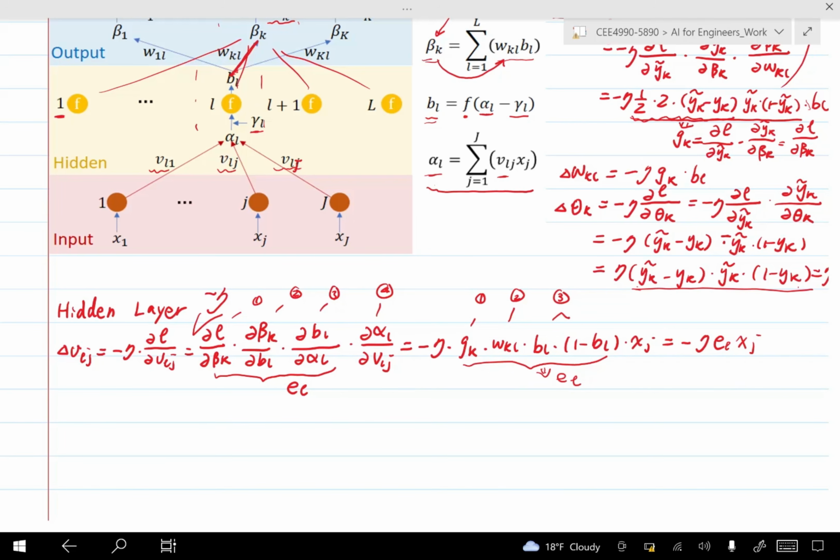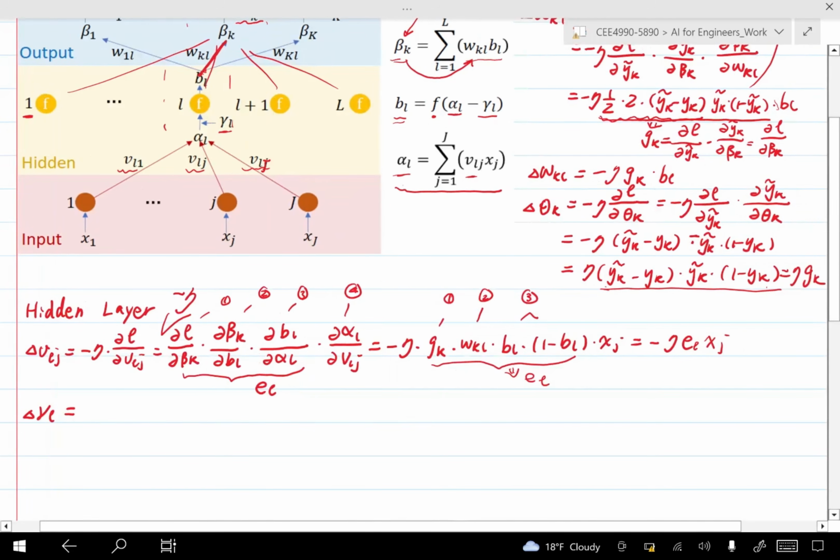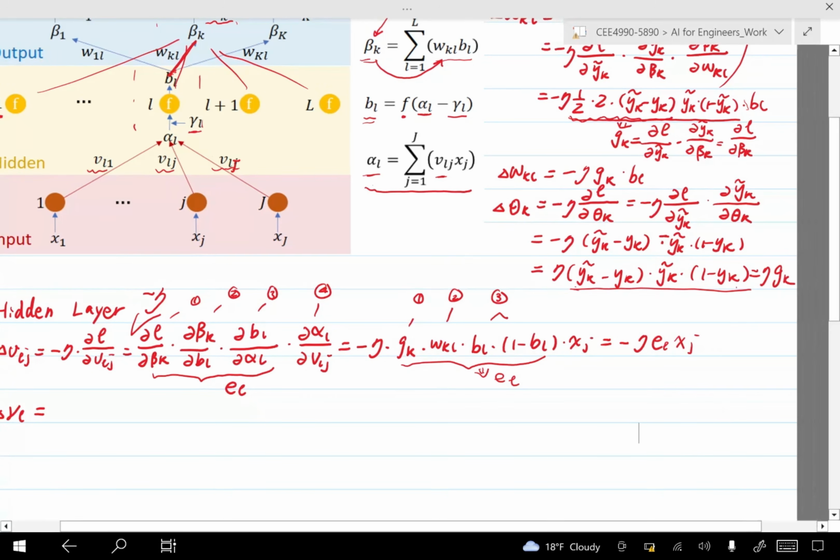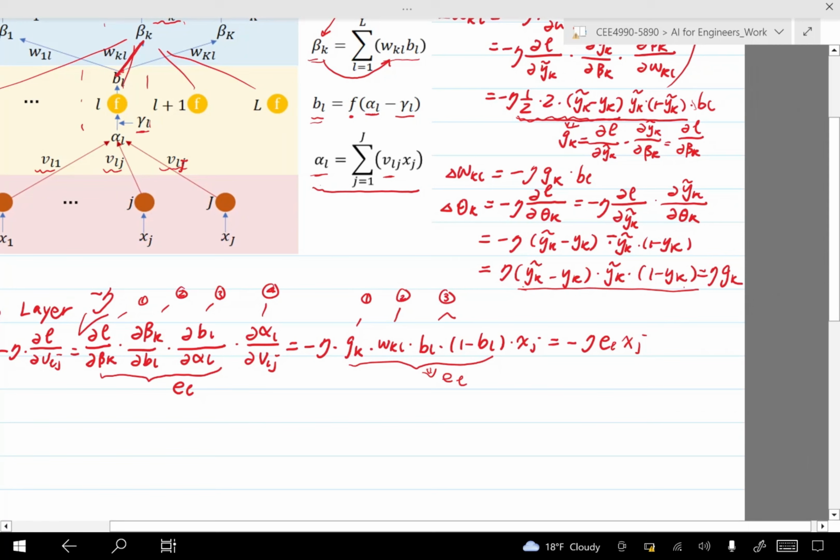The purpose is to make things look simpler. And then for delta gamma L, the threshold, we also need to figure out how to update it. Here, I don't want to show you guys how to do it again. It's very similar to what we did in the first step. The change in the threshold is simpler than the change in a regular neuron weight. The only difference is that first the sign is changed from negative to positive. Second, we don't have this last term anymore.